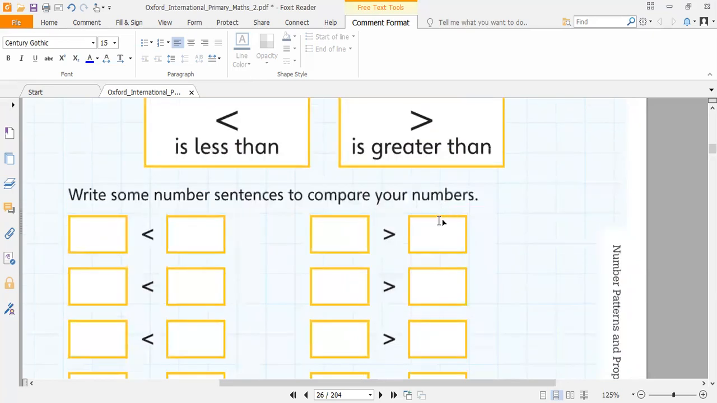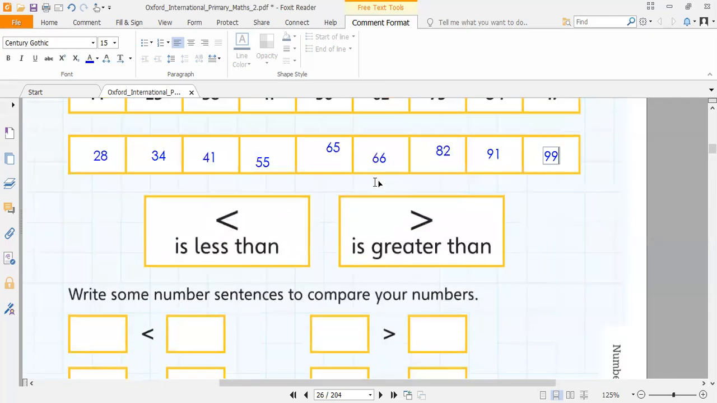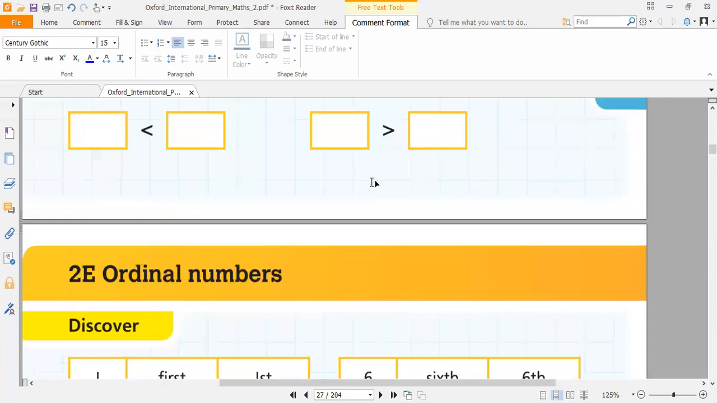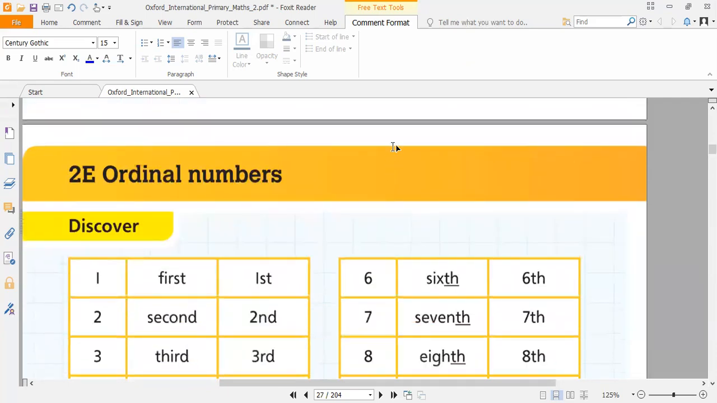Okay, next is to write some number sentences to compare the numbers. This is your homework. The rest of the exercises of the second chapter will be done in the next video.